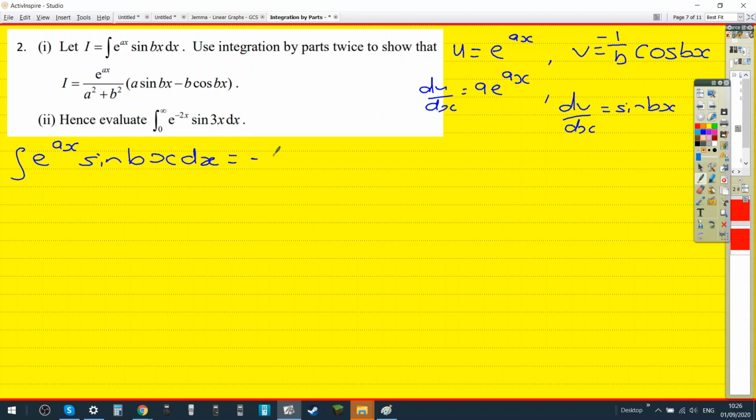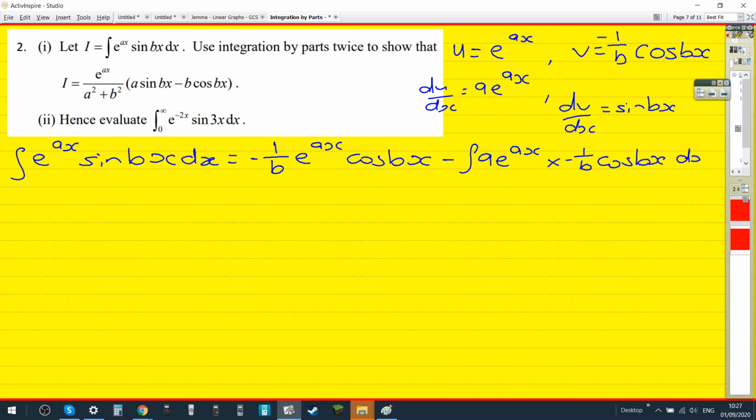So minus 1 over b. I'll just, hopefully that's an okay order to put them in. Minus the integral of ae to the ax times minus 1 over b cos bx. Okay. Let I be equal to this to show that I is equal to this thing. Why would you need to? How would you use it?